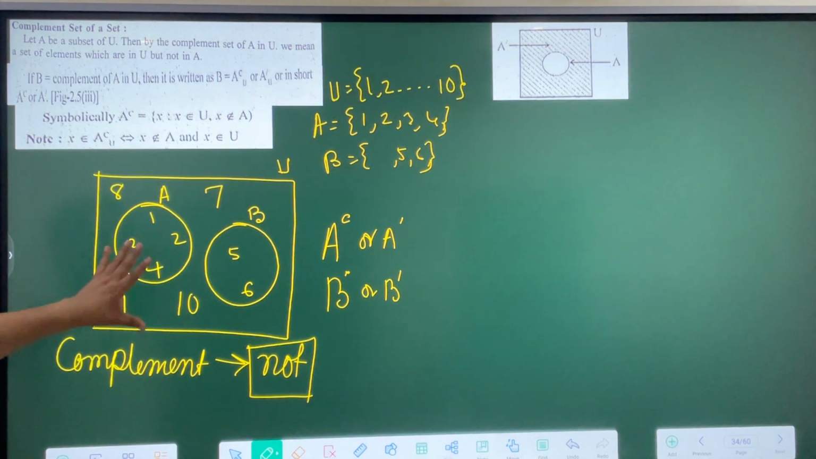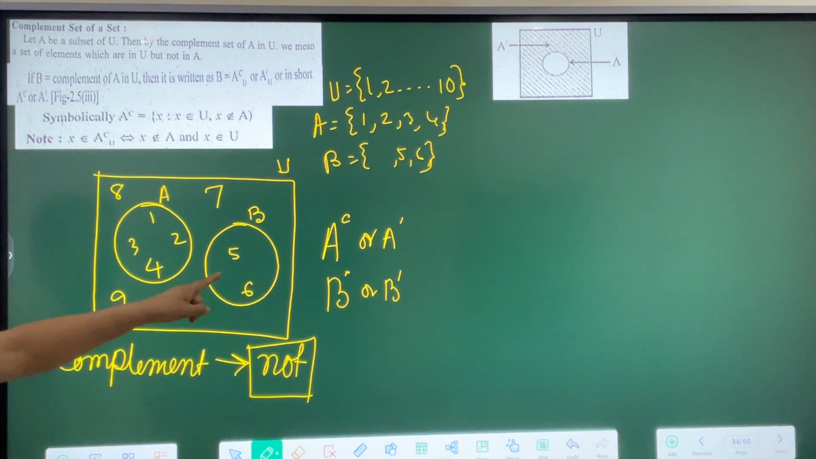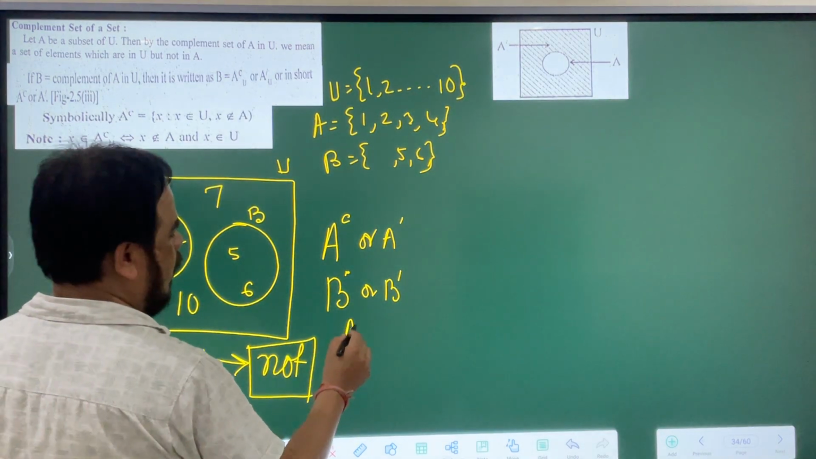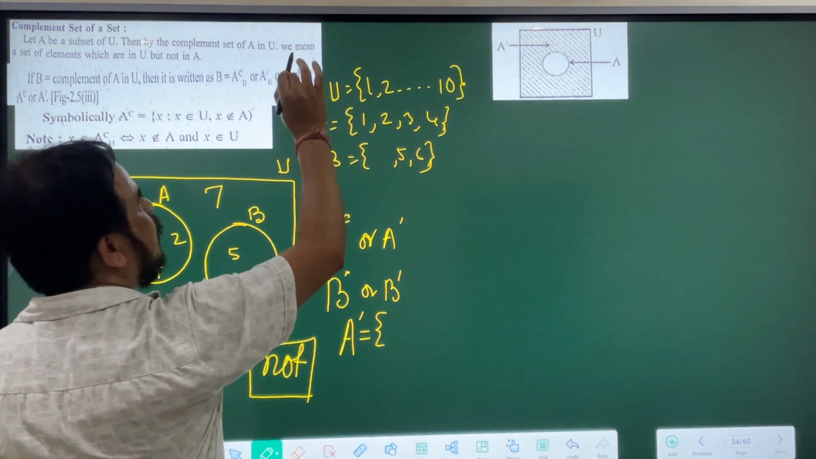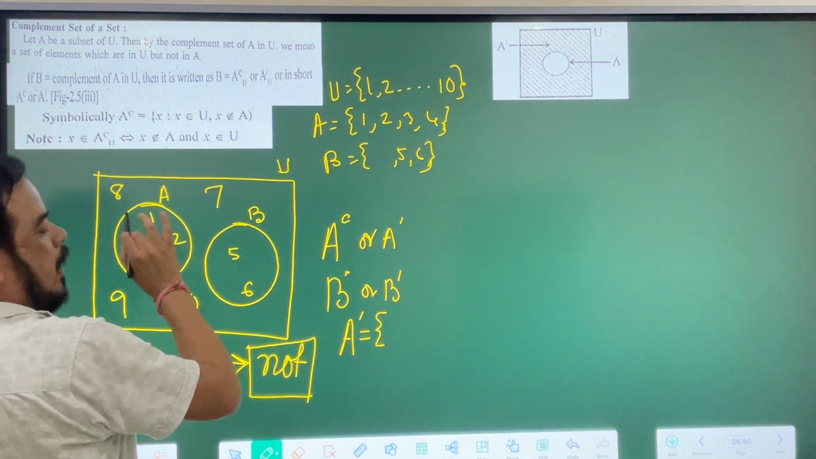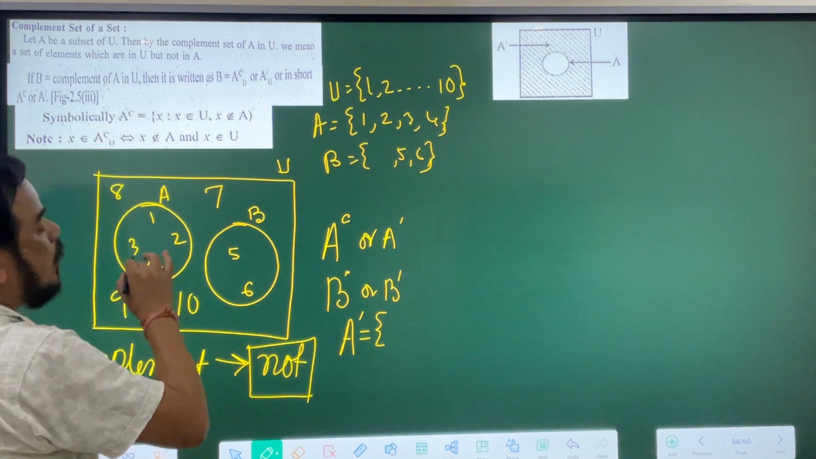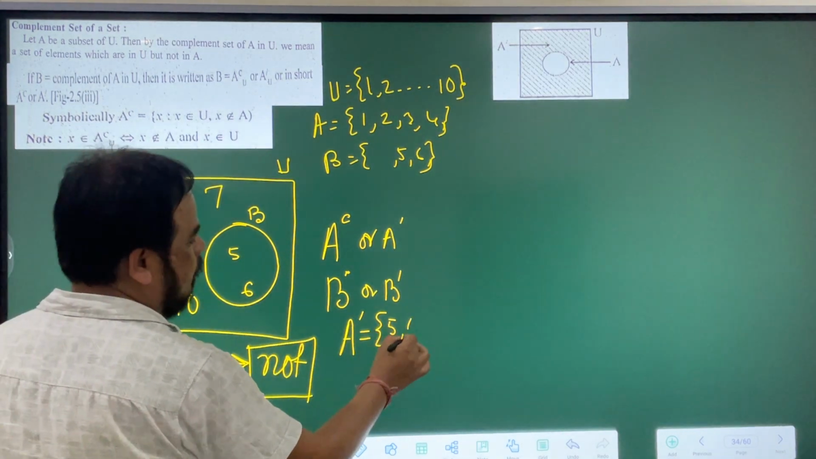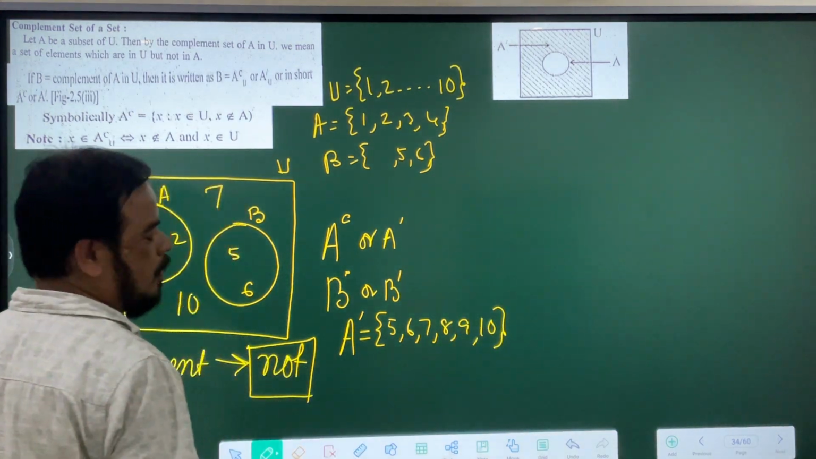So A complement means not 1, 2, 3, 4. B complement means not 5, 6. So let us write now. A complement is equal to, we will write all the elements from U excluding A, not A. 1, 2, 3, 4 we will not write, but we will write 5, 6, 7, 8, 9, 10. This is called A complement.